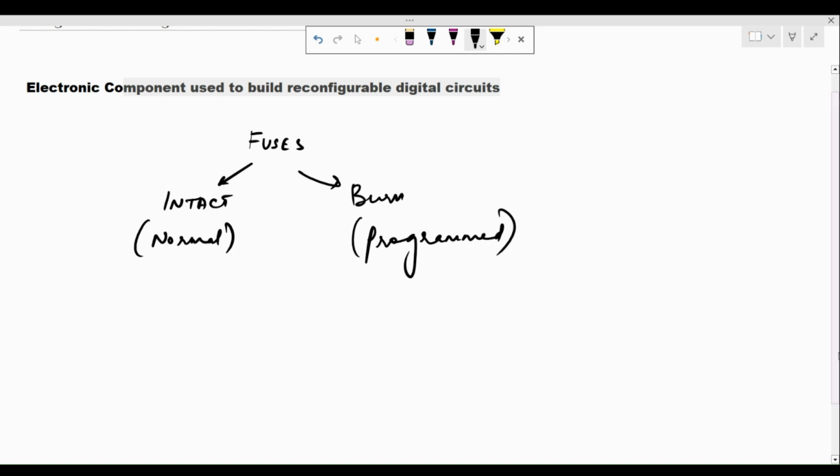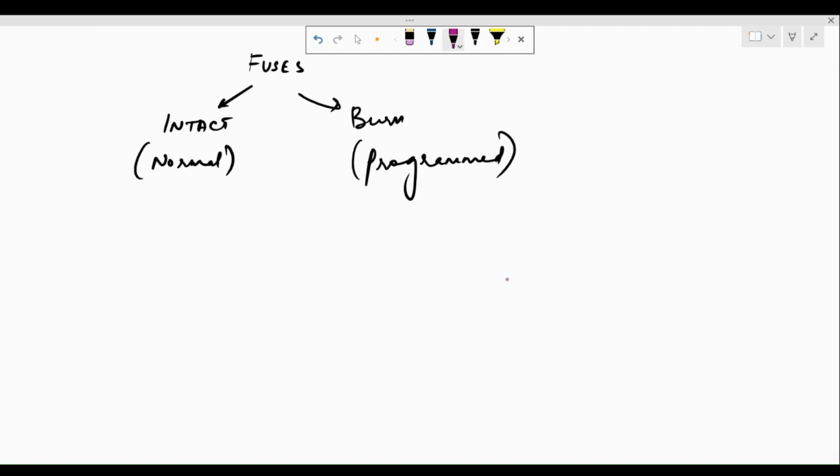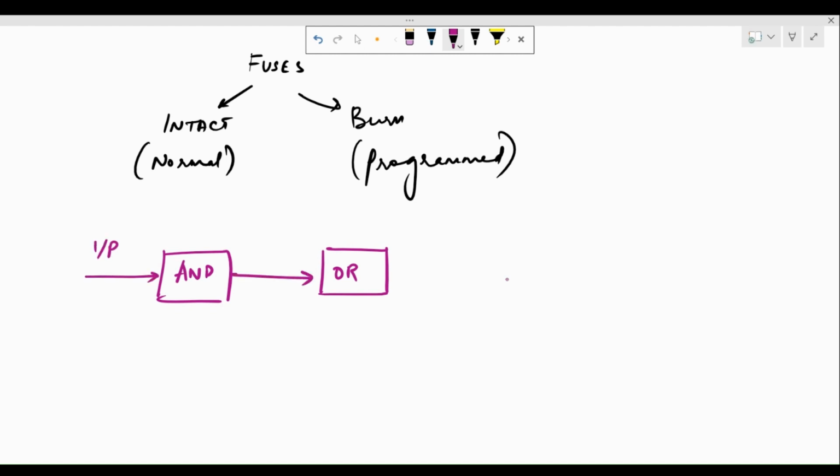Now, normally, the PLD is made up of two sets of arrays. We have the AND array and we have the OR array. If we provide the input over here, we get the output at the OR array. Depending on whether these arrays are programmable or not, we have three types of PLDs. The first one that we're going to look at is called the PROM. In this, the AND array is fixed and the OR array is programmable.